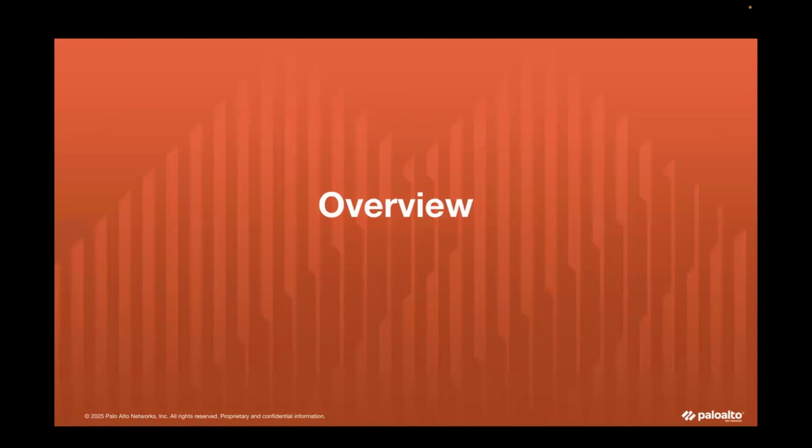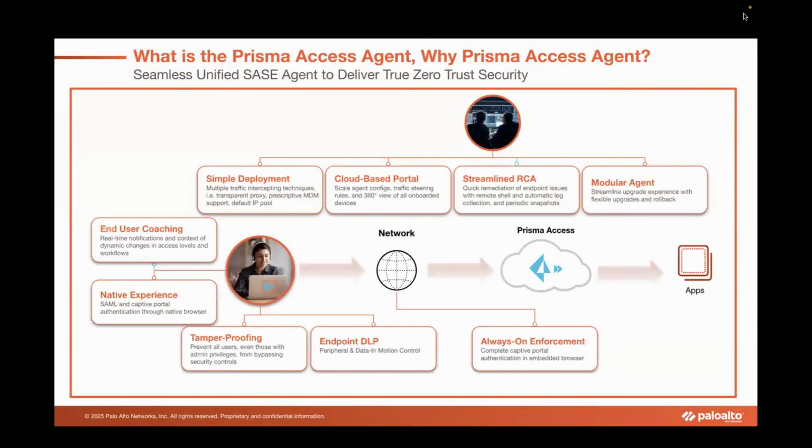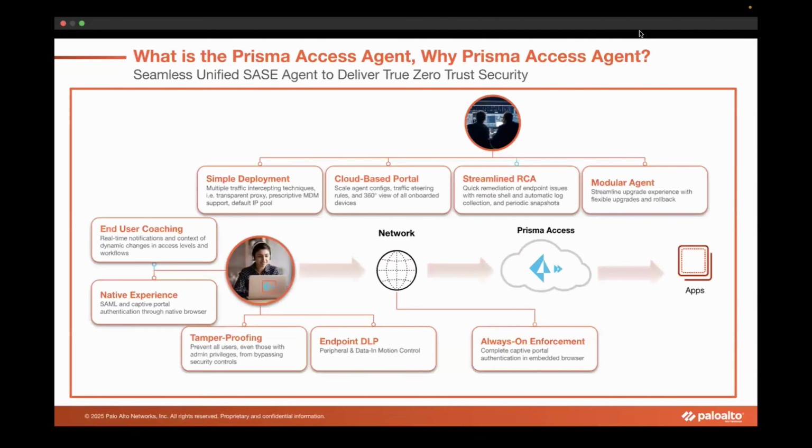Okay, so let's get started with an overview of the Prisma Access Agent. So Prisma Access Agent is a unified SASE agent that would deliver zero trust security. So it has a very simple deployment. We do have MDM support from day one, and we also have some feature for lifecycle management of the agent, like the staged rollout. We'll look into the details of this as we progress through the slides.